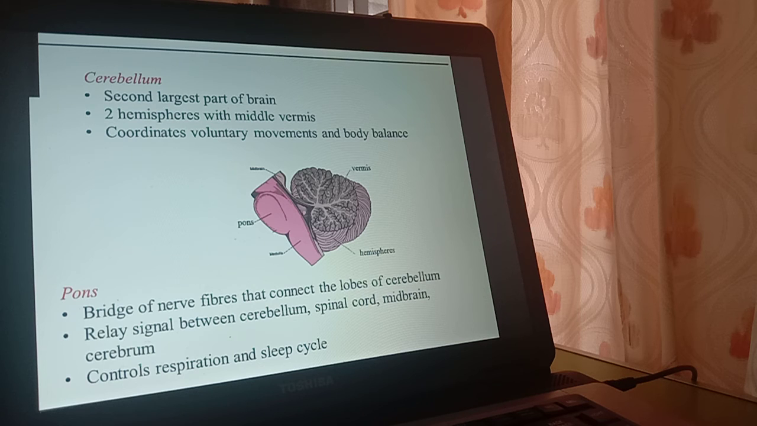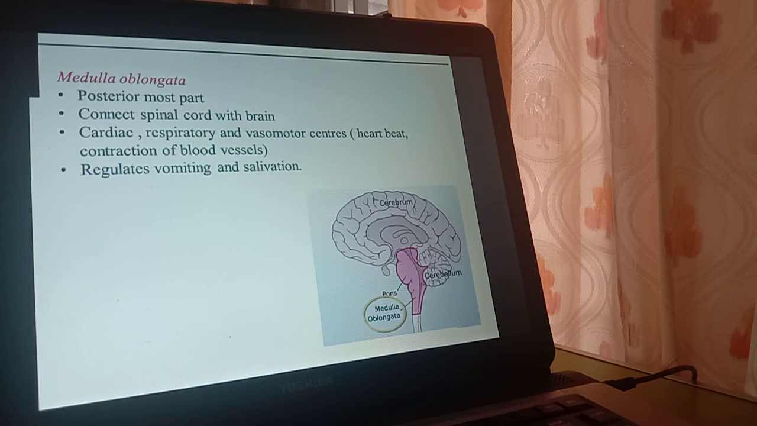Then we have the pons, which is a bridge of nerve fibers that connects the lobes of the cerebellum. It conducts signals between the cerebellum, spinal cord, midbrain, and the cerebrum, and it controls respiration and the sleep cycle. Finally, we have the medulla oblongata, which is the posterior-most part of the brain. It connects the spinal cord with the brain. Activities like the cardiac, respiratory, and vasomotor centers are regulated by this. It also regulates vomiting and salivation.